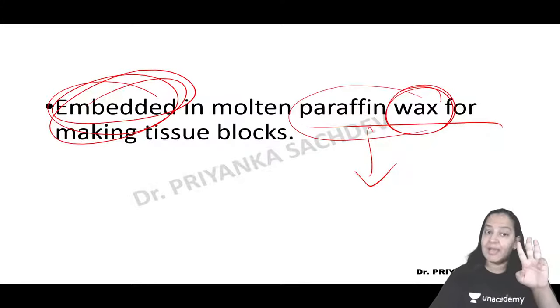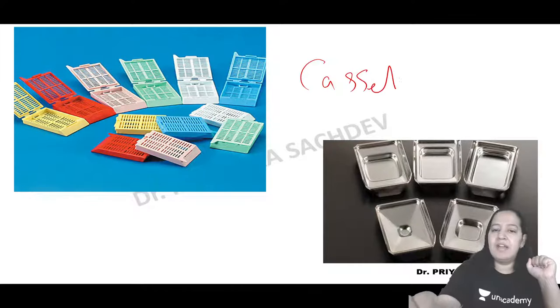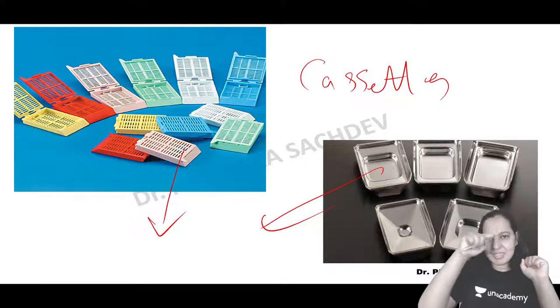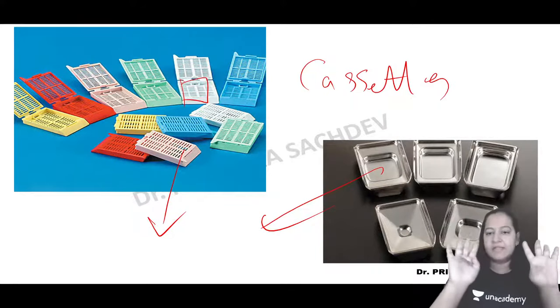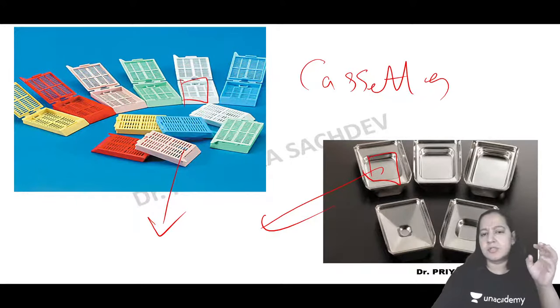So the third thing is embedding. These are the cassettes, available in the market. There are plastic cassettes also, metallic cassettes also. These are square, sometimes rectangles also, and they have a fixed dimension, whatever the size.